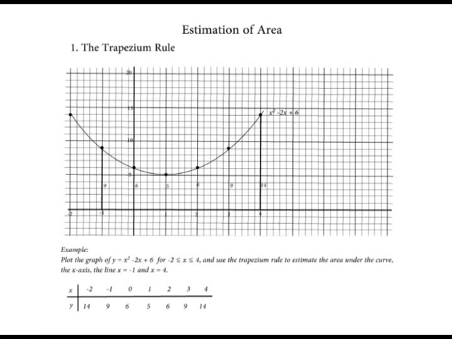So using the trapezium rule, area is equal to 9 plus 14, that is y1 plus y6, plus 6 plus 5 plus 6 plus 9. That gives us 11.5 plus 6 plus 5 plus 6 plus 9, giving us 37.5 square units.